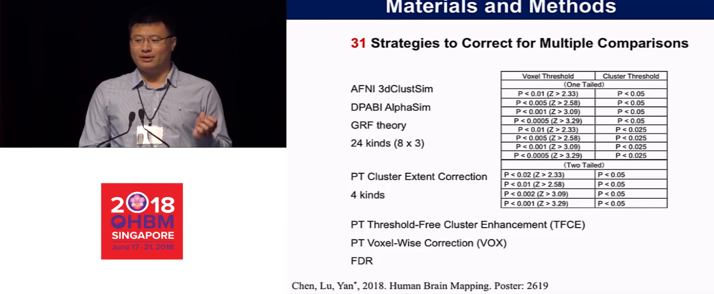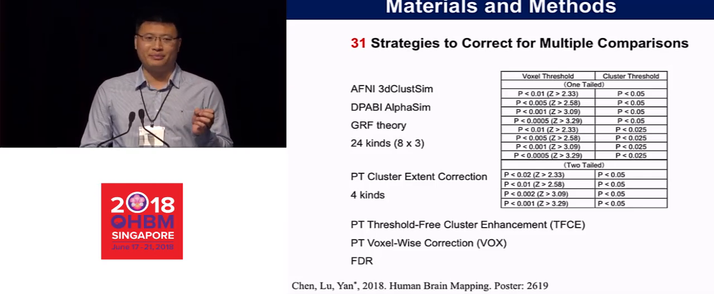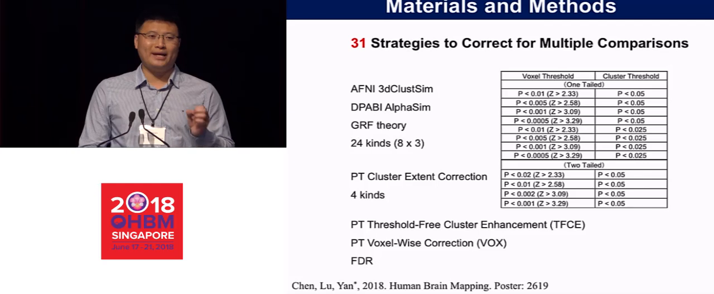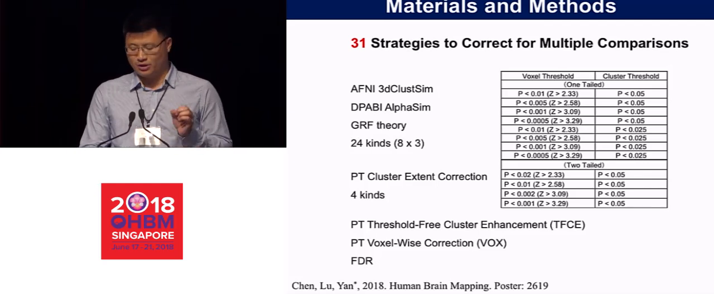We also have cluster-extent correction with the permutation test, and a permutation test with threshold-free cluster enhancement, the permutation test with TFCE, or with voxel-wise correction, or false discovery rate. So there are so many different strategies for multiple comparison correction.